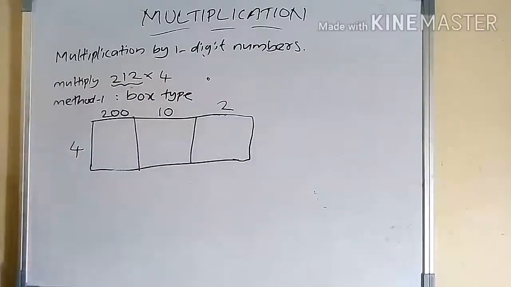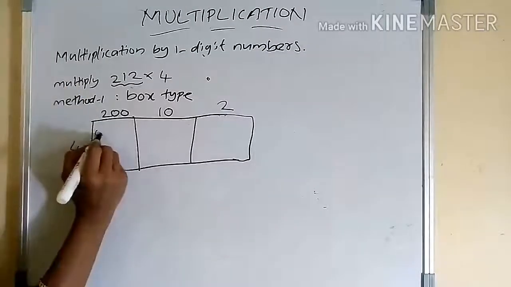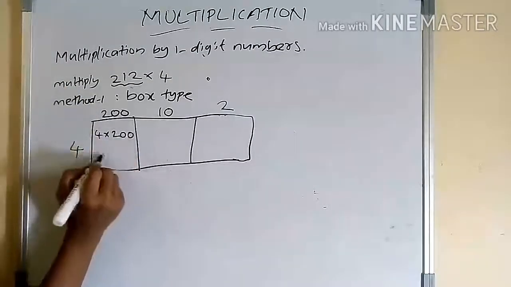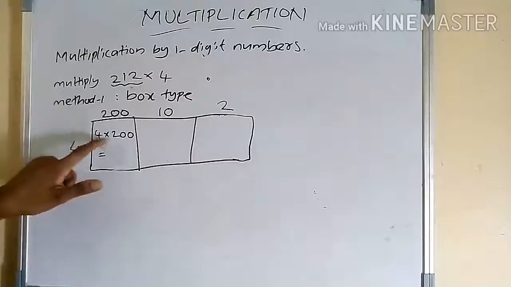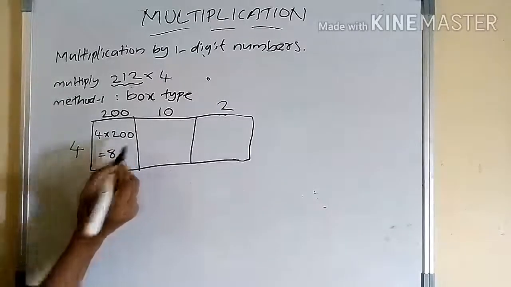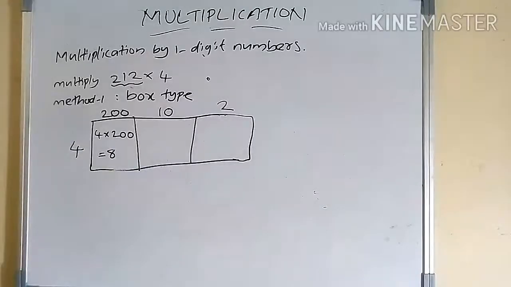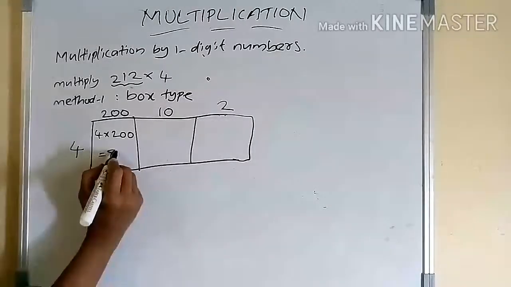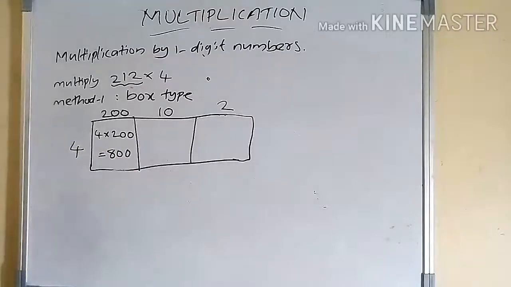First we multiply 4 into 200. First we multiply 4 into 2. What is the answer? 8. In the number 200, how many zeros are there? 2 zeros. So, write those 2 zeros here. So, what is the answer? 4 into 200 is 800.